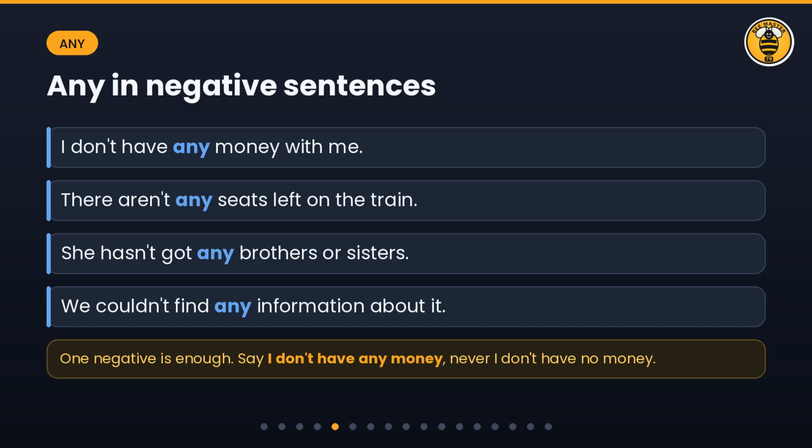Now the negatives. The verb is already negative, so we switch to any. I don't have any money with me. There aren't any seats left on the train. She hasn't got any brothers or sisters. We couldn't find any information about it. And here is a warning. English uses one negative, not two. Say, I don't have any money. Do not say, I don't have no money. That double negative is a very common mistake.